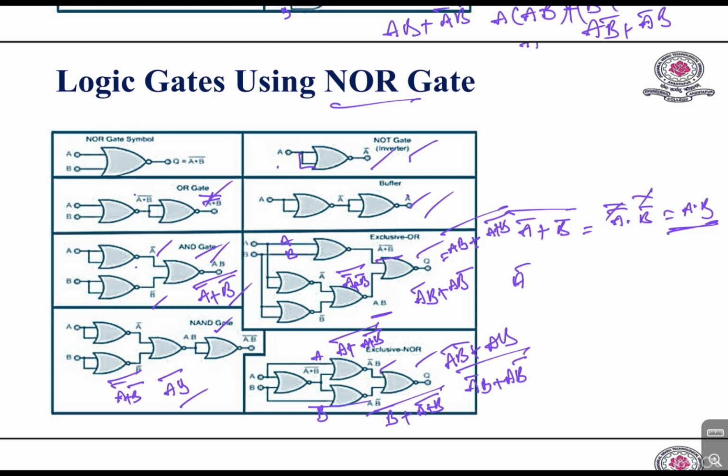So for these XOR and XNOR gates, the expressions and how to get the Boolean equations we have also seen. We'll continue Boolean algebra in the next coming lectures.